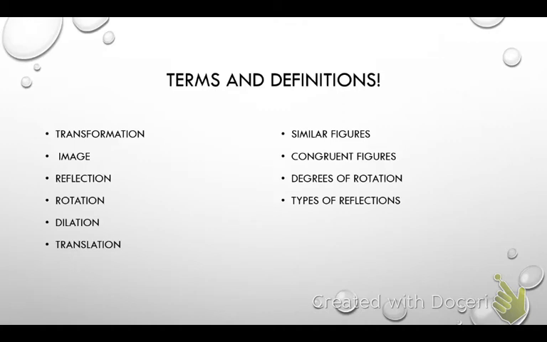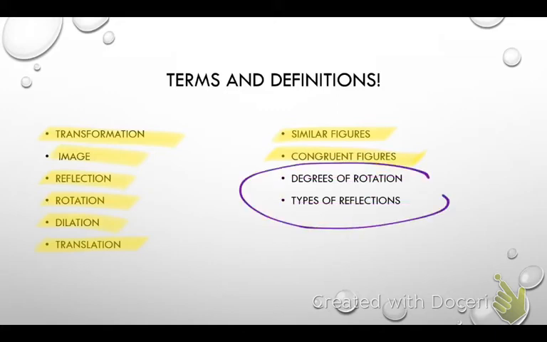It's going to be transformation, image, reflection, rotation, dilation, translation, similar, and congruent. You do not have to know the definitions of these. I didn't mean to cross them out. I meant to underline them. Okay? But it's still helpful information to know. So that's why that's in the slide, but it's not part of your matching. All right? So I just gave you 8, and 5 of them are going to be on your matching section.